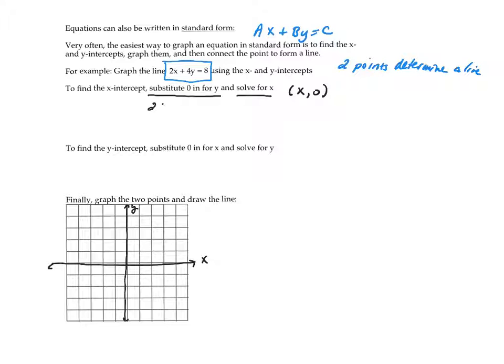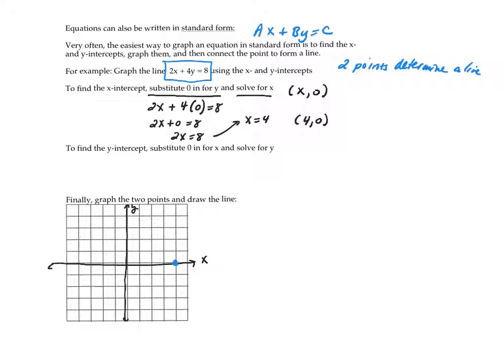So we do 2x, follow the rules, substitute 0 in for y, and that's going to give us 2x plus 0 equal to 8, or 2x equals 8. And what we're doing now is solving for x. And if we divide by 2, we get x equals 4. So that means that our x-intercept is at 4, 0. So let's put that in blue. So go to the right 4, up 0.